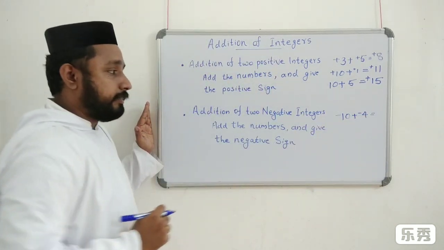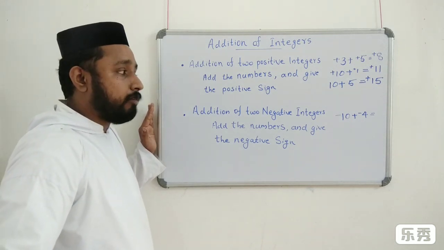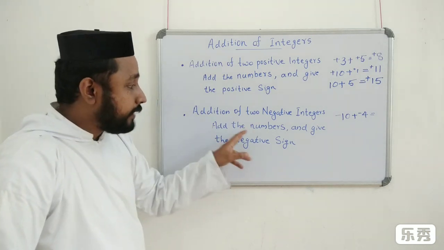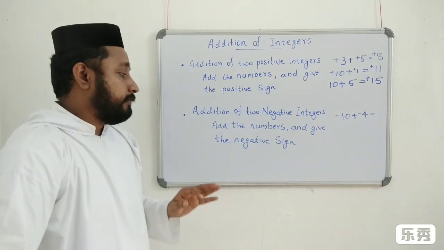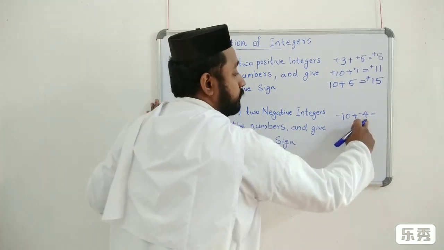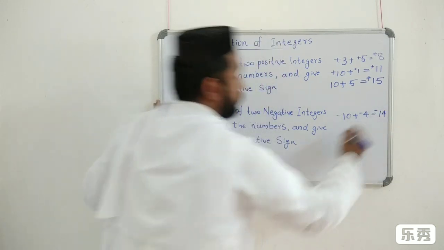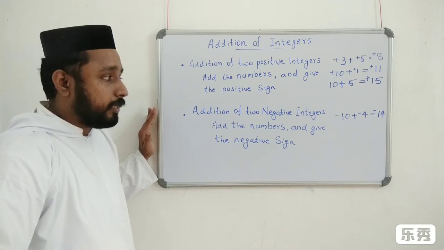Minus 10 is a negative integer. Minus 4 is also a negative integer. We have to add these two negative integers. The rule is that add the numbers without looking at the sign and give the negative sign. Which means 10 plus 4, which is 14, and give the negative sign. So minus 10 plus minus 4 is equal to minus 14.